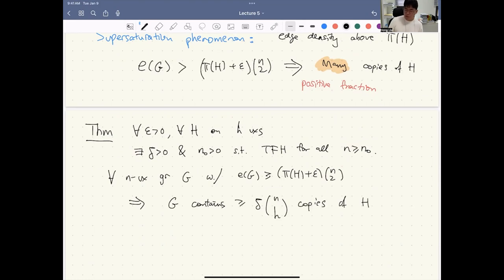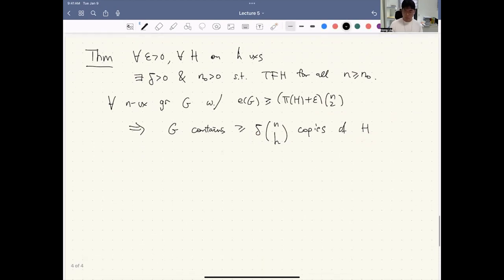What do I mean by positive fraction? Look at this number. This is the total number of h-sets that could possibly induce a copy of H. And we are saying that a positive fraction of them is good for us in terms of inducing a copy of H. Any question about the statement?